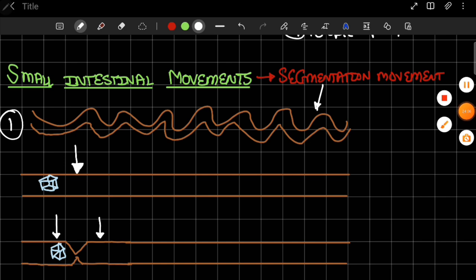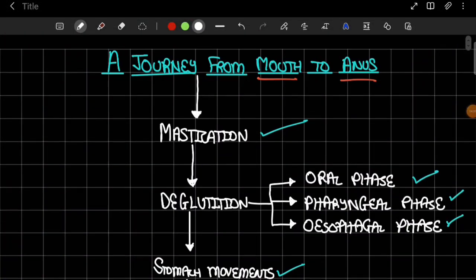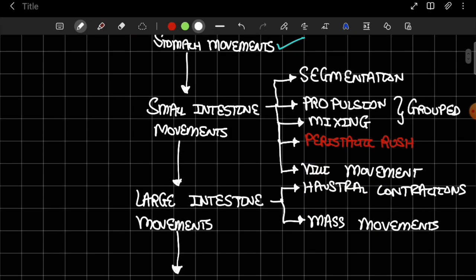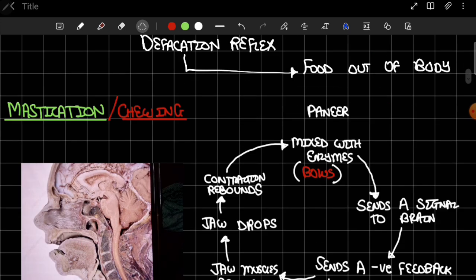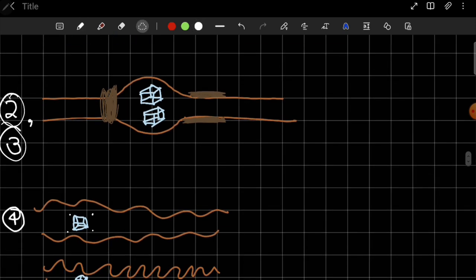Now the second movement and the third movement, which I had earlier talked about, were a coupled or group movement, the propulsion and the mixing. This propulsion and mixing movement is a group movement. So we will see that now. Therefore I have written it as second and third movement.